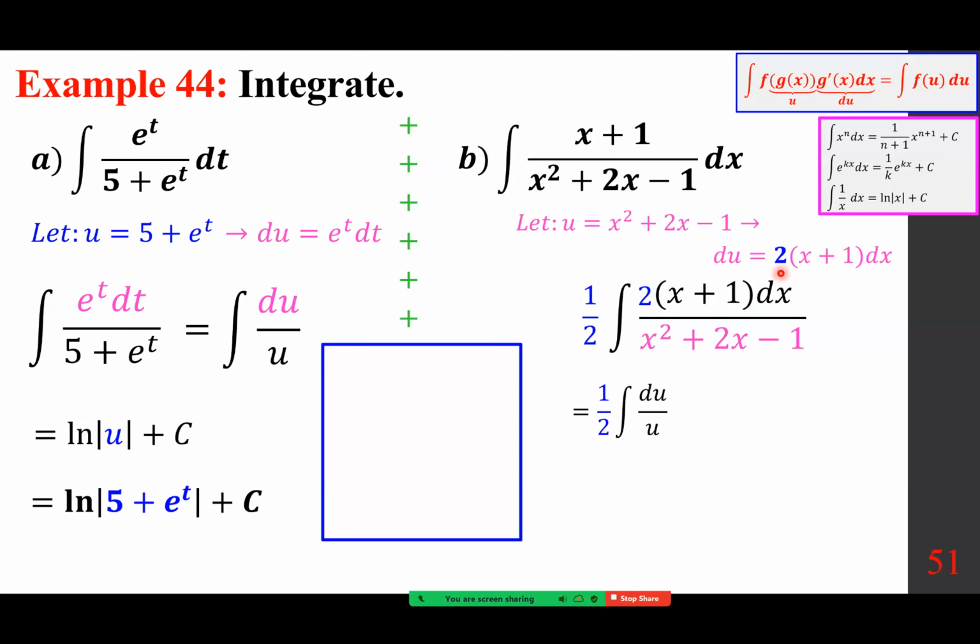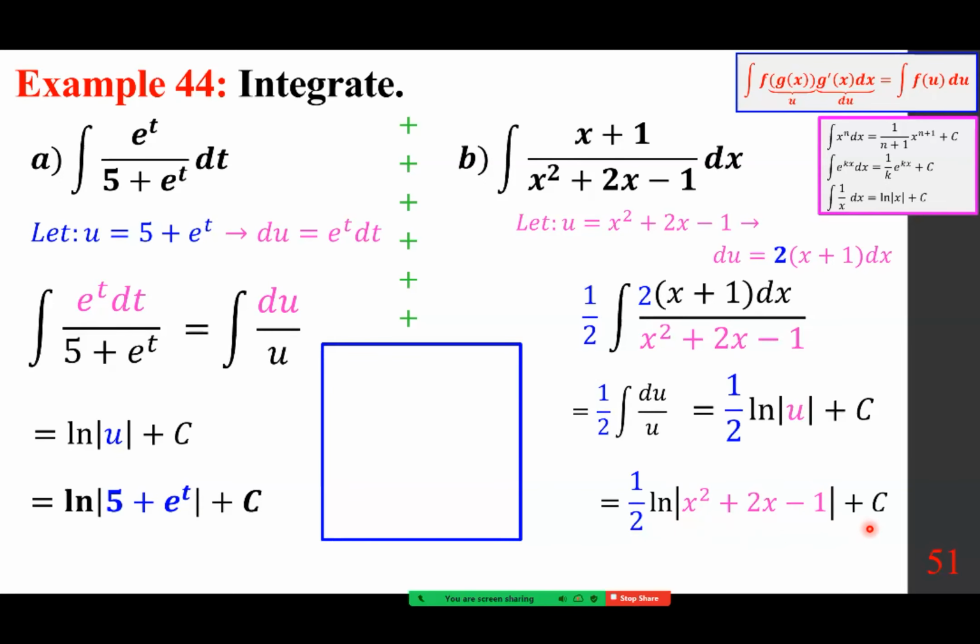And so we are looking at, again, the natural log. This time u is different, of course, and the answer is half of natural log of the absolute value of x squared plus 2x minus 1 plus a constant. And again, reminding you, you could get rid of the absolute value, put a parenthesis here, but not here, because this expression is positive. You could do that.